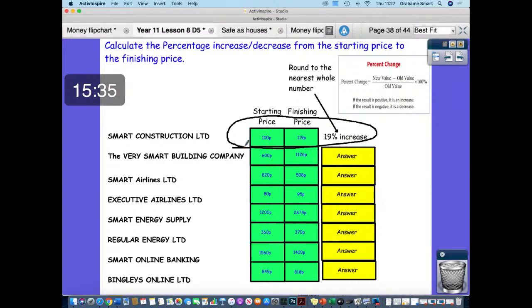So the Very Smart Building Company starting price was 600 pence when we originally started, and it's gone up to 1,126 pence. To calculate the percentage increase, clearly it's an increase, but you need to calculate that increase. Just to say, I've put it back up here again just as a reminder in case you need it, and round to the nearest whole number. So that's what I'm asking you to do. Calculate the increase or decrease for all of these share prices. And I'll give you a couple of minutes, obviously. We'll need more than a couple, we probably need 3 minutes or so.